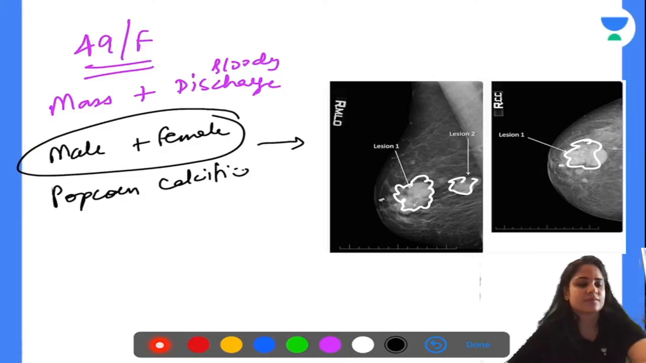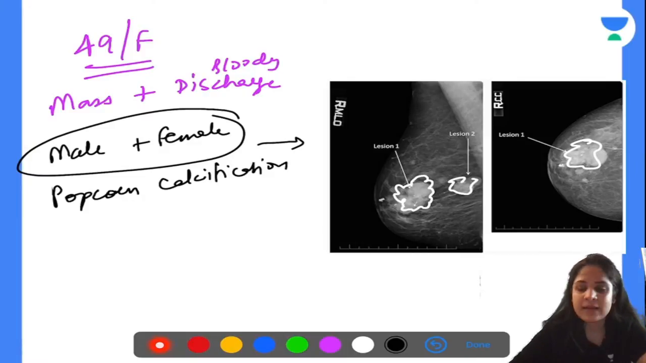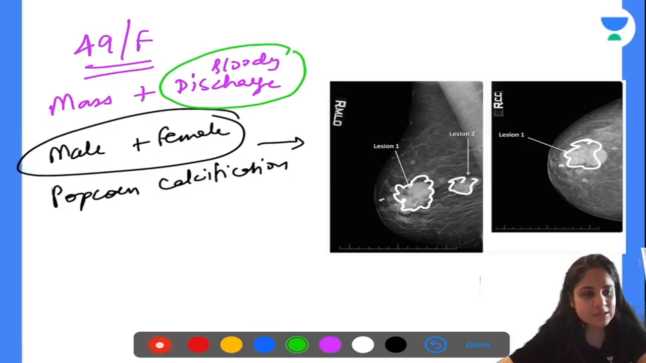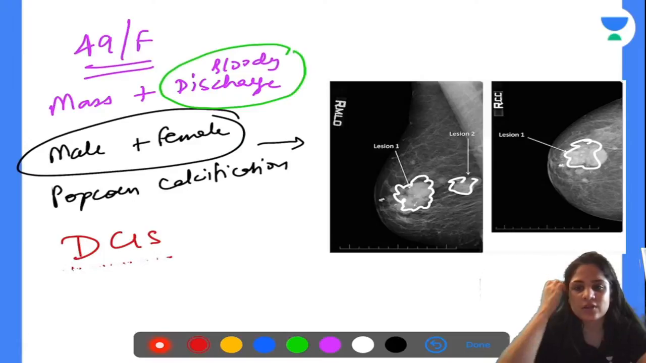No. It is malignant. Look, there is bloody discharge coming. So this has to be malignant. Okay, so popcorn type of calcification is also seen in ductal carcinoma in situ. Okay, ductal carcinoma in situ. Okay, so this is your ductal carcinoma in situ and that is your diagnosis.